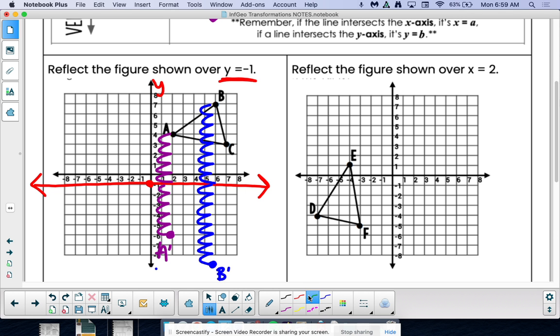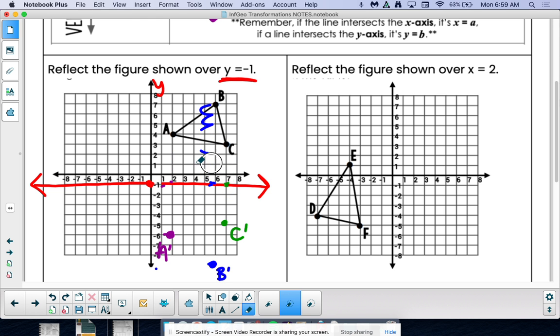And then our C, how many away? 1, 2, 3, 4. Go 4 away. 1, 2, 3, 4. C prime. Clean this up a little bit just so I can see better what's happening when I connect them. All right, you guys, let's see. How did we do? This is what yours looks like? I hope so.